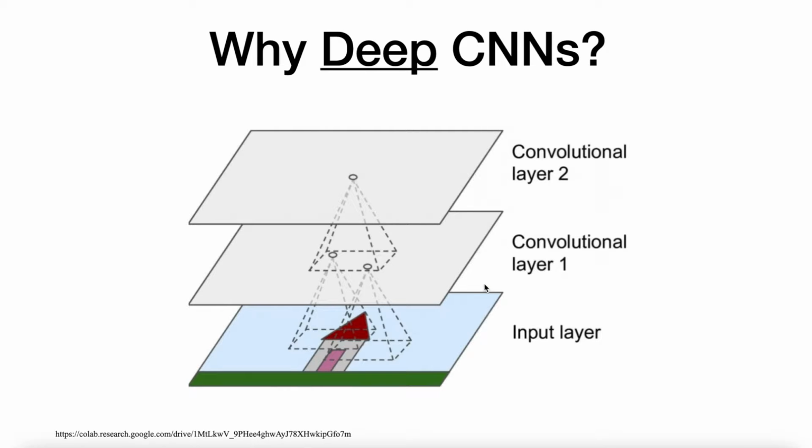Why do we need deep CNNs? There are multiple reasons, but one important reason is the receptive field. The kernel size of a typical convolution operation is 3 by 3, which denotes the receptive field of a single layer. By building deep CNNs, our network's receptive field increases incrementally. This helps our network model long-range dependencies.